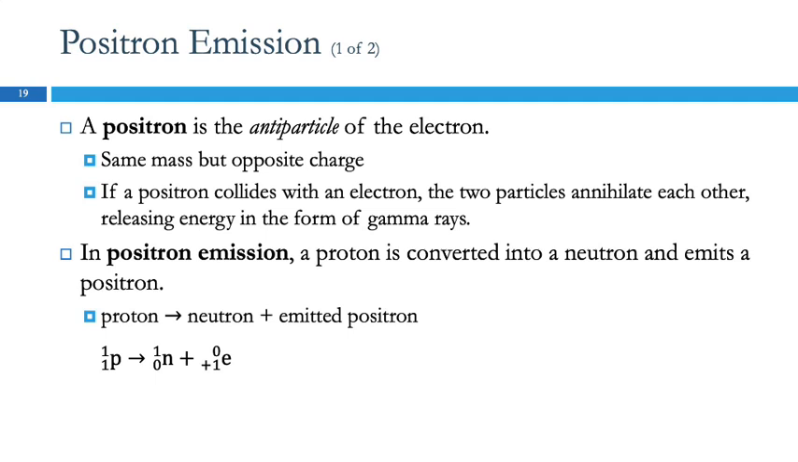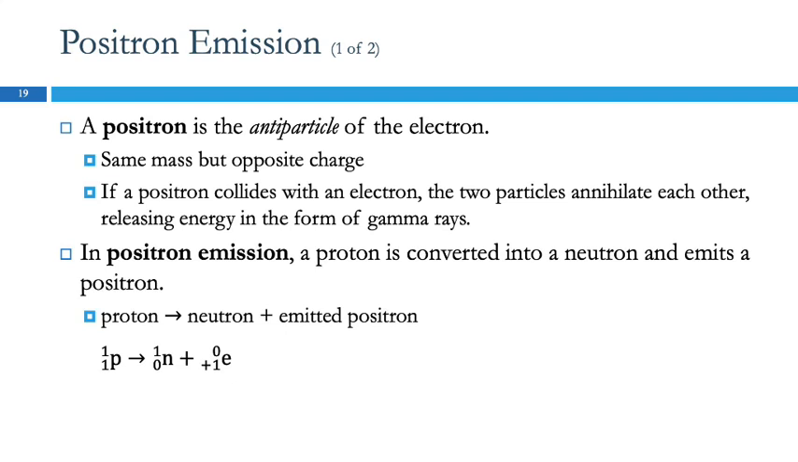Matter and antimatter together, and they annihilate each other. I know, it's crazy. A positron is an antiparticle of the electron. If a positron collides with an electron, the two particles annihilate each other, releasing energy in the form of gamma rays.